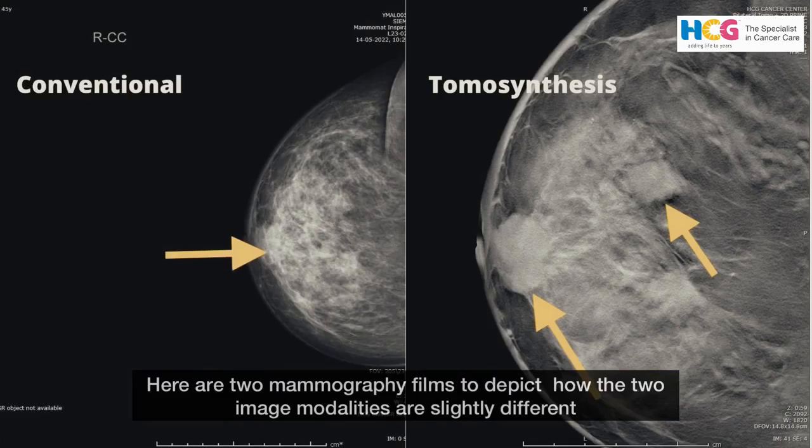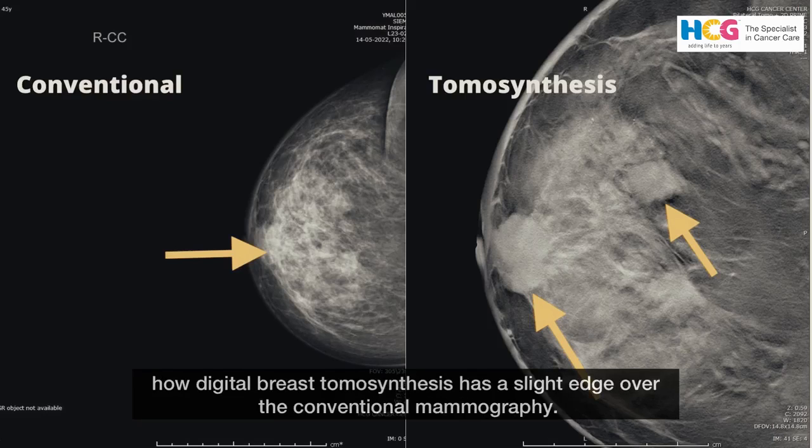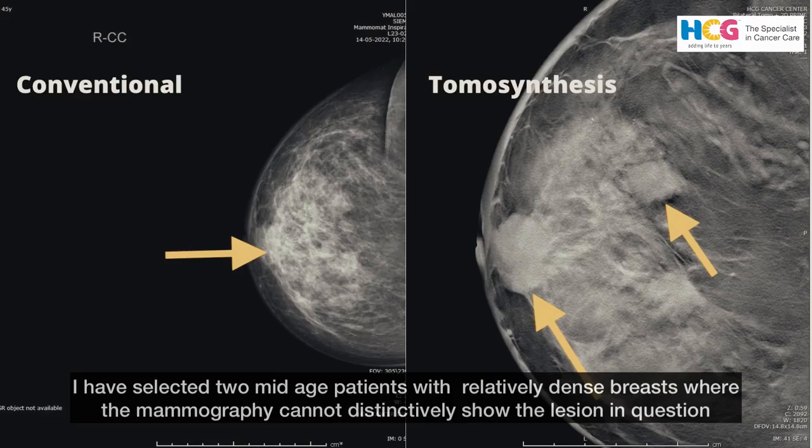Here I will show you by mammography films how the two imaging modalities are slightly different, and how digital breast tomosynthesis has a slight edge over conventional mammography. I have selected two mid-aged patients with relatively dense breasts, where mammography cannot clearly or distinctively show us the lesion in question.